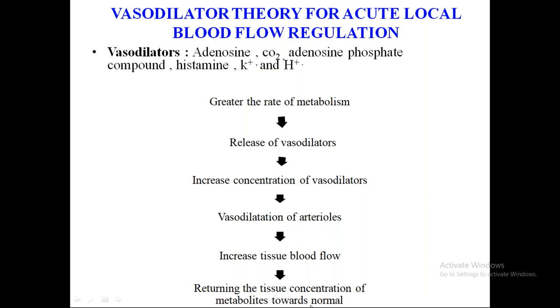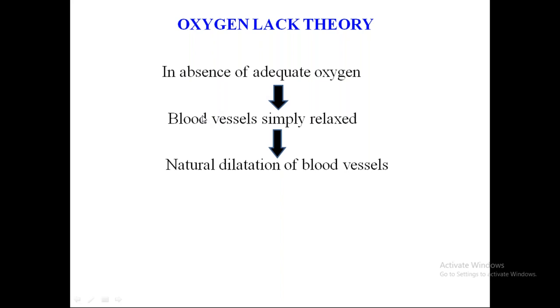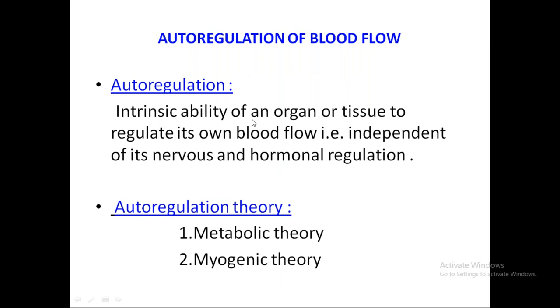Now the oxygen lack theory. When there is an absence of adequate oxygen, blood vessels simply relax, causing natural dilatation of the blood vessel. Now, autoregulation of blood flow. It is the intrinsic ability of an organ or tissue to regulate its own blood flow, independent of nervous and hormonal regulation. Autoregulation theory is of two types: the metabolic theory and the myogenic theory.